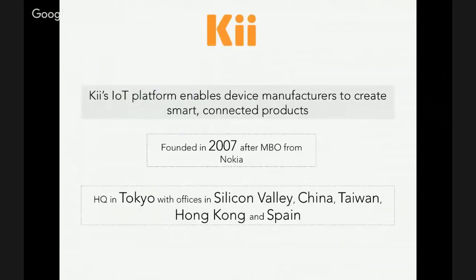And I work for this company called Key. We have offices worldwide. Our headquarters is actually in Tokyo, Japan. We have an office here in the United States in the San Francisco Bay Area. And we've been around since about 2007 after an MBO from Nokia.